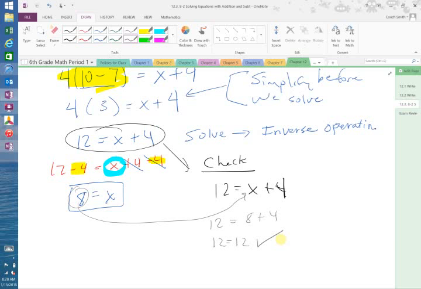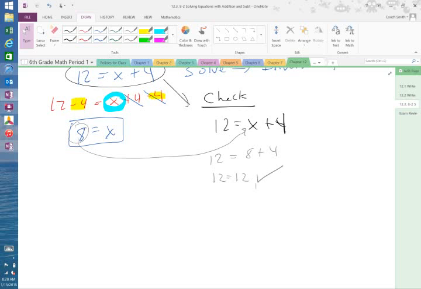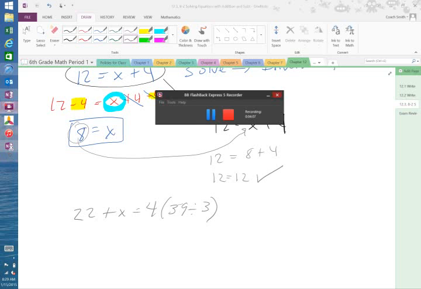I want you to try number 18 on your own. Number 18 says 22 plus x equals 4 times 39 divided by 3. Try that one on your own. I'll give you a minute or so to do that one. That one also has you simplify before you can start solving.